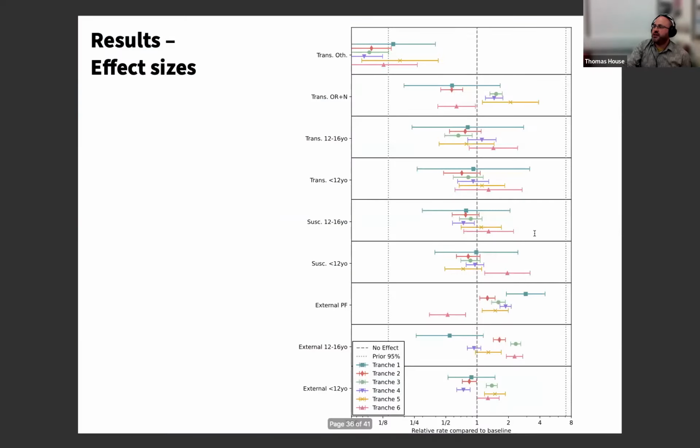Okay, so then these are the effect sizes. The first thing is this trans other, these are people where they had gene failures on the PCR other than the S gene. And so if your ORF or your N fails, then you're probably really low viral load. So these people are not very infectious, right? So this is good. This makes sense.